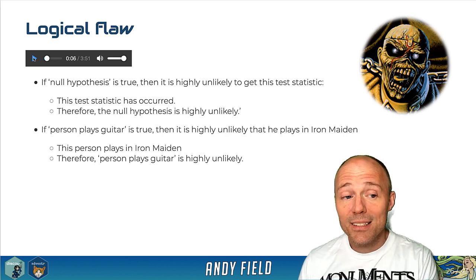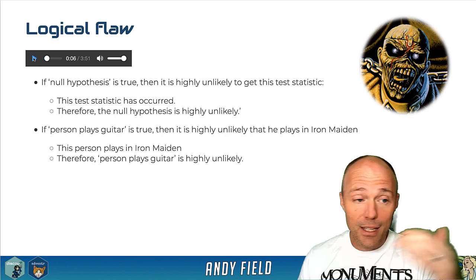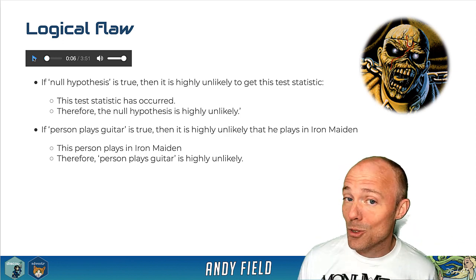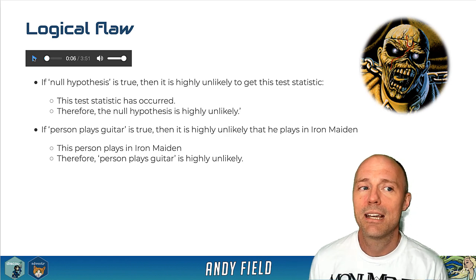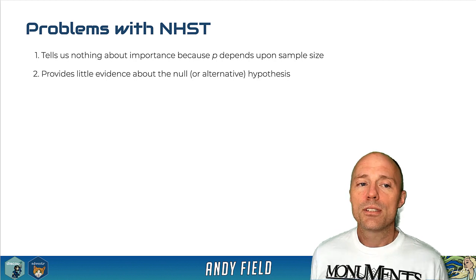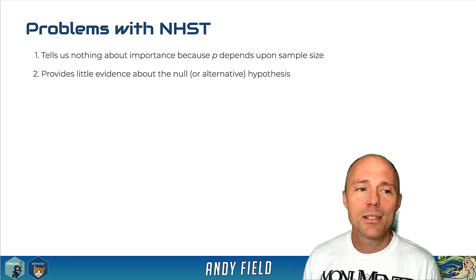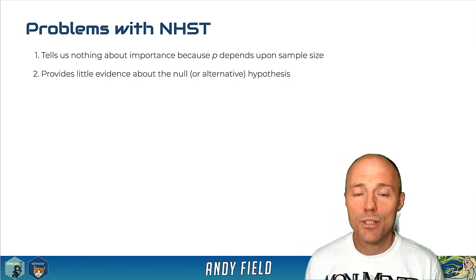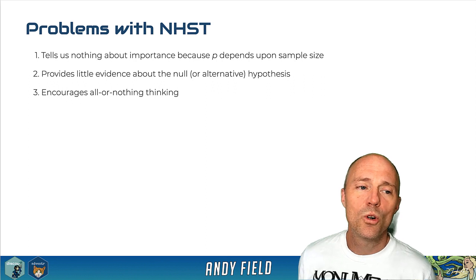By replacing null hypothesis with person plays guitar and test statistic with plays in Iron Maiden, you can see that if you follow the statements through, you can get to a nonsensical result. So it's not actually a logically coherent process. So it tells us nothing about the importance of the effect, because p depends on sample size. It provides little evidence about the null or alternative hypothesis. I'm really selling it to you here. The other thing is it encourages all or nothing thinking.